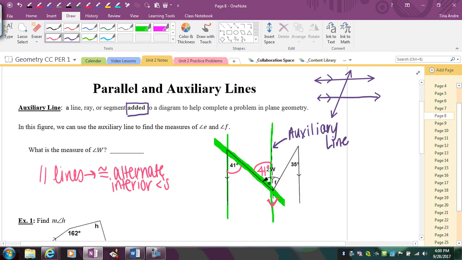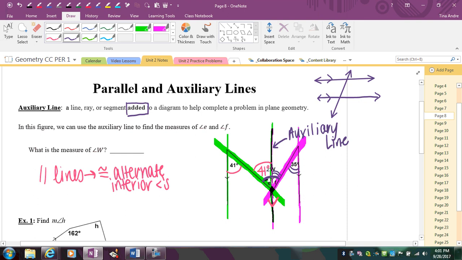And now if you look at what we're trying to find, we're trying to find angle W, which is this entire angle. So right now, angle E is this small portion. That's 41 degrees. What I want to find now is this small portion F so that I can use my angle addition postulate to add the two parts together to get the whole angle. So now, using my auxiliary line as my second parallel line, if I look at this line as my transversal, now I have this Z shape formed right here, which means I have another set of alternate interior angles.